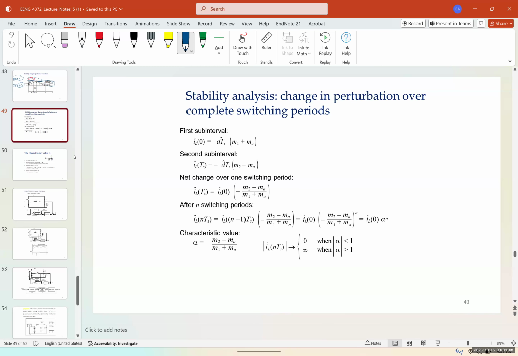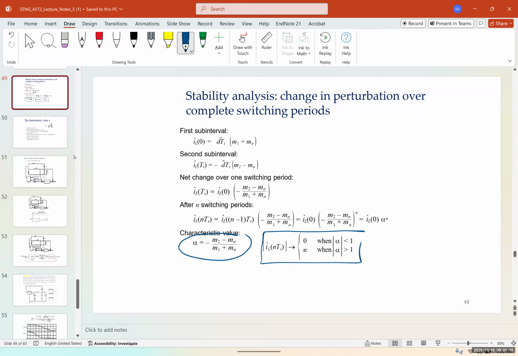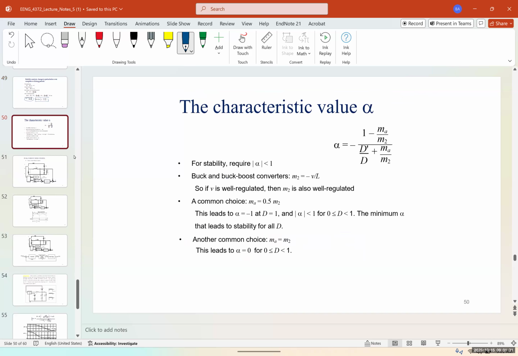And after n switching periods, finally the characteristic values, which are going to be alpha and IL and S in the system. Again, you don't need to memorize any of these equations. This is just proof. So the characteristic value of alpha is equal to negative 1 minus MA over M2 over D prime over D plus MA over M2. For stability, it requires the magnitude of alpha be less than 1.